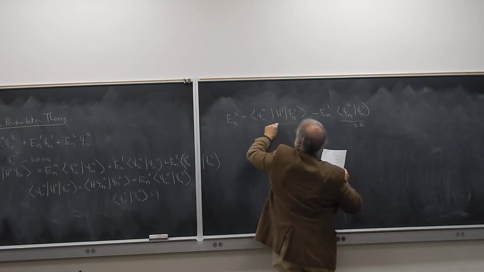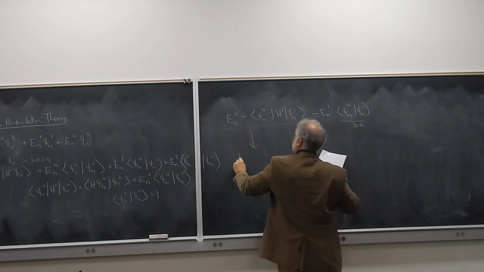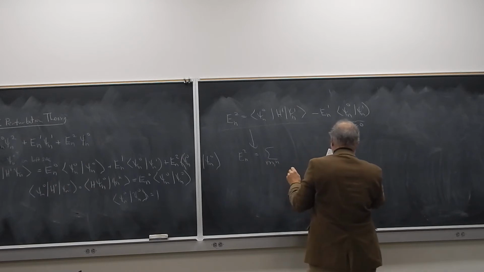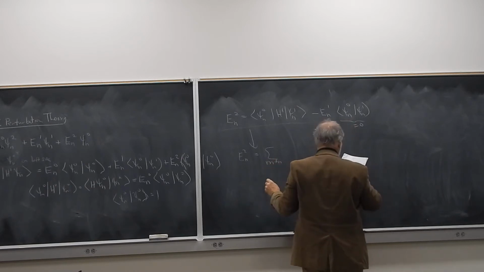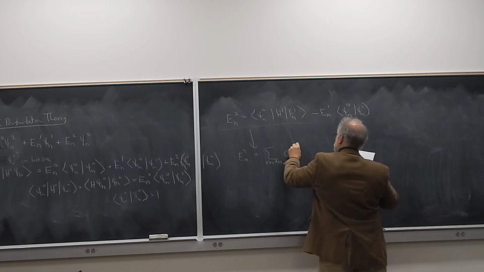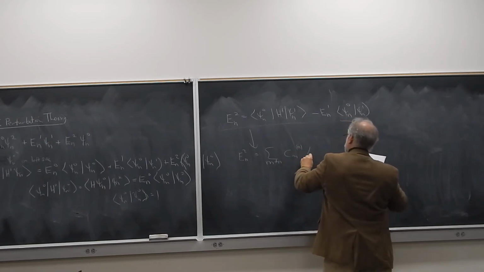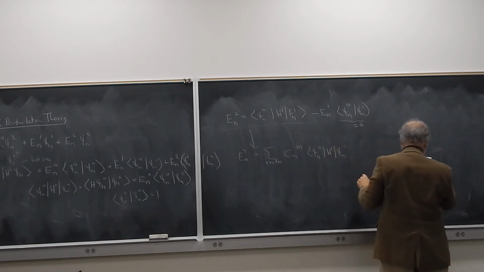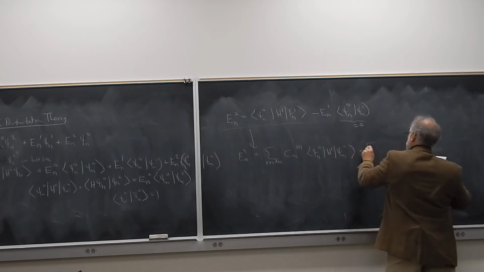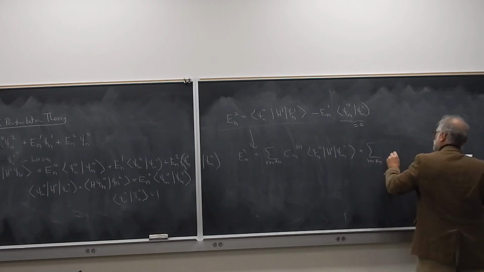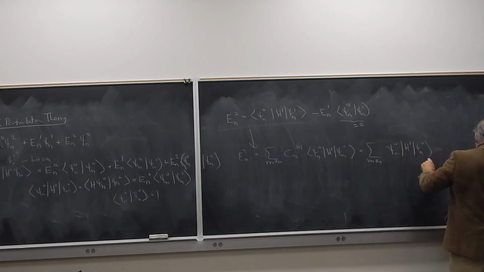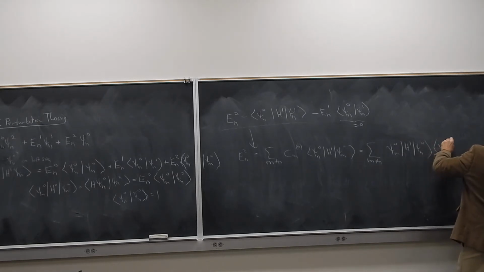So this is the only term that survives, and I can write then En2 as a sum over m not equal to n, Cmn psi n0 H1 psi m0, which is equal to the sum over m not equal to n of psi m0 H1 psi n0 psi n0 H1 psi m0.